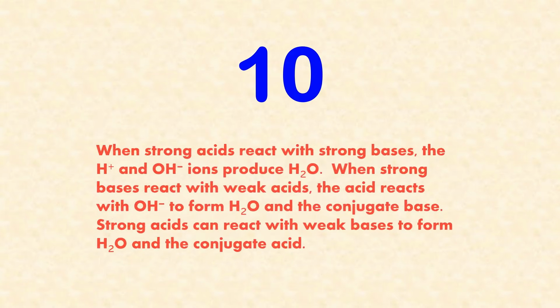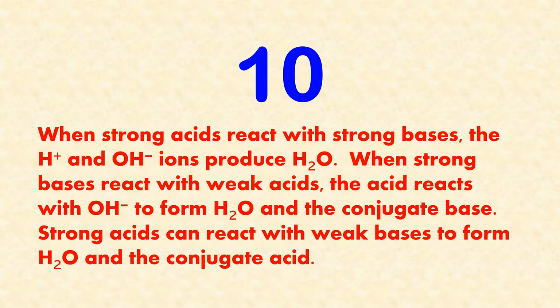Number 10. When strong acids react with strong bases, the H plus and OH minus ions produce water. When strong bases react with weak acids, the acid reacts with hydroxide to form water and the conjugate base. Strong acids can react with weak bases to form water and the conjugate acid.